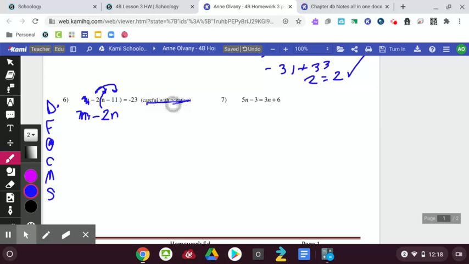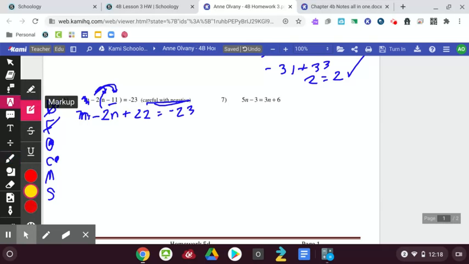And here's your careful with the negative. Negative 2 times negative 11 is positive 22 equals negative 23. So I've done the distributing and my parentheses are gone. There are no fractions or decimals. Are there any like terms to combine?